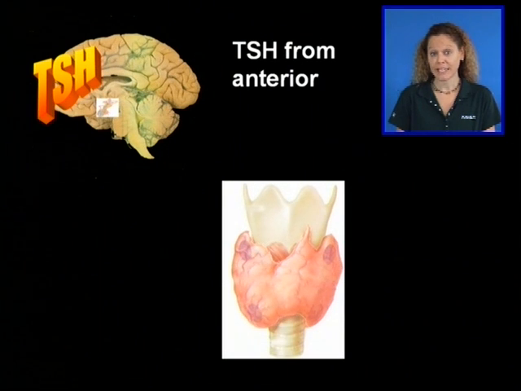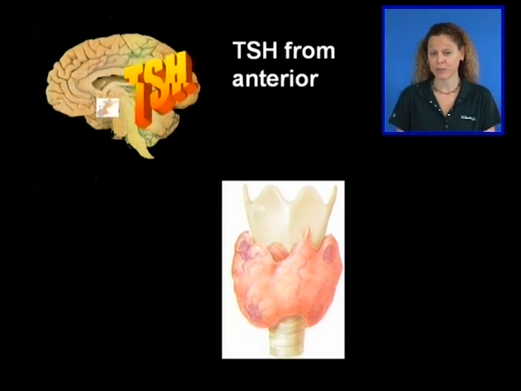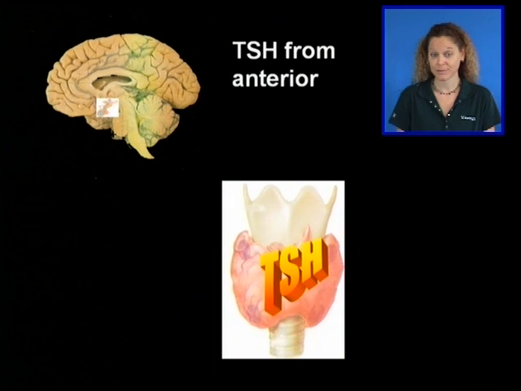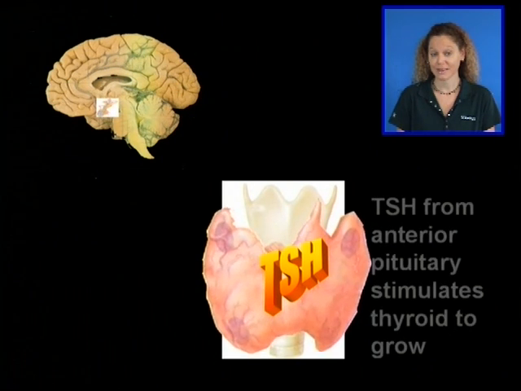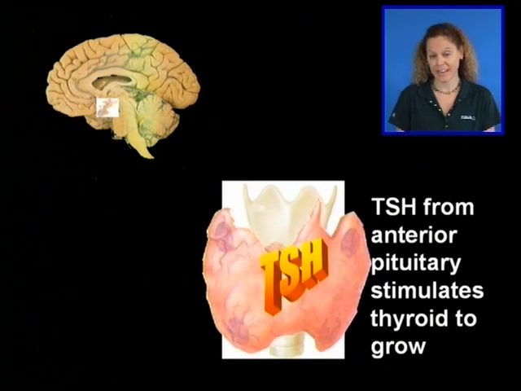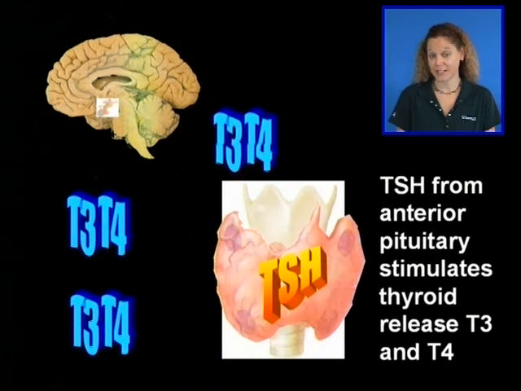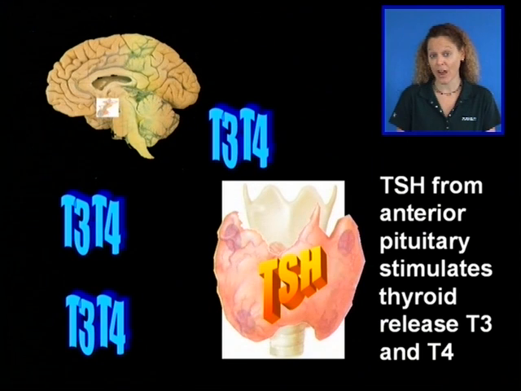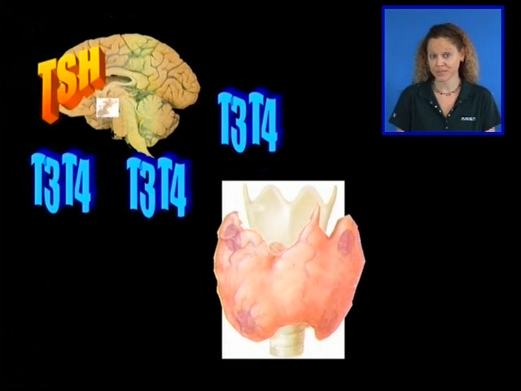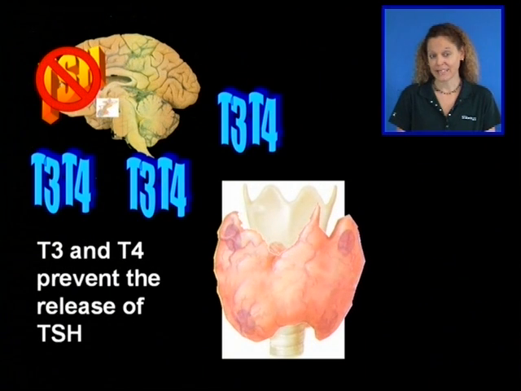Thyroid-stimulating hormone is released from the anterior pituitary gland. The TSH from the anterior pituitary stimulates the thyroid to grow. The TSH also stimulates the thyroid to release T3 and T4. And T3 and T4 prevent the release of thyroid-stimulating hormone.